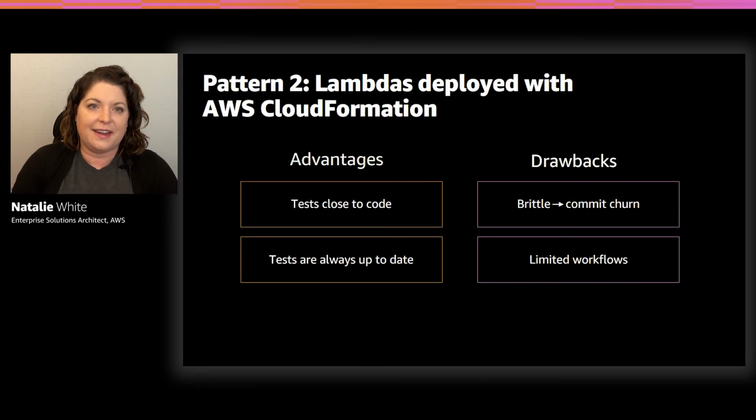So as you can see, adding integration tests to an existing pipeline is pretty easy by using Lambda tests. And we've resolved the issue of our tests not being up to date and our tests not being close to our code because they're part of our same repository and they're being deployed as a part of the same pipeline. However, this approach still has some drawbacks.